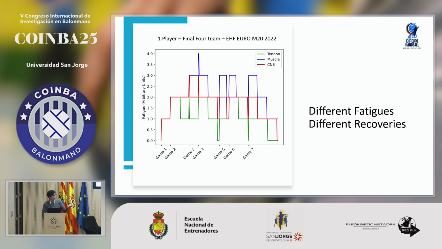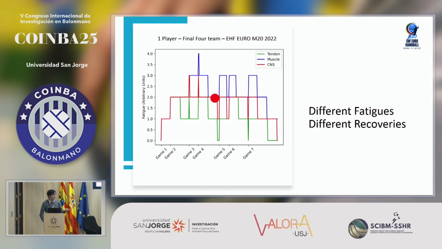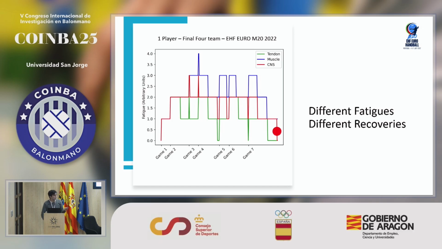And we can see that if we divide the fatigues by muscle, after the fourth game the muscle has 4 times as much fatigue as it had in the first game, while the central nervous system has only 3 times, and the tendon only 2 times. And notice that the tendon recovers fully at the start of the 5th match, while the muscle only recovers totally a few days after the final game.